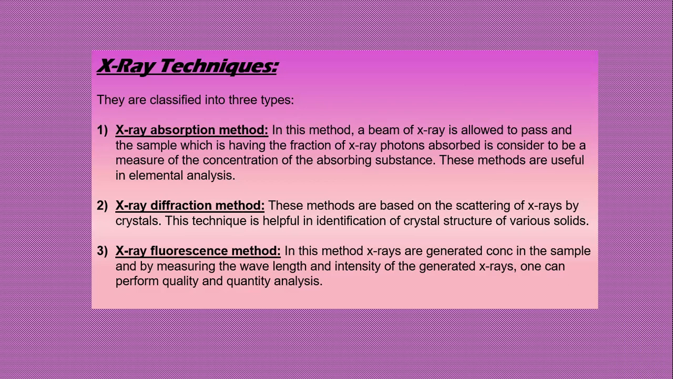Second one is the X-ray diffraction method. These methods are based on the scattering of X-rays by crystals. This technique is helpful in the identification of crystal structure of various solids. And the last one is the X-ray fluorescence method. In this method, X-rays are generated in the sample, and by measuring the wavelength and intensity of the generated X-rays, one can perform qualitative and quantitative analysis.